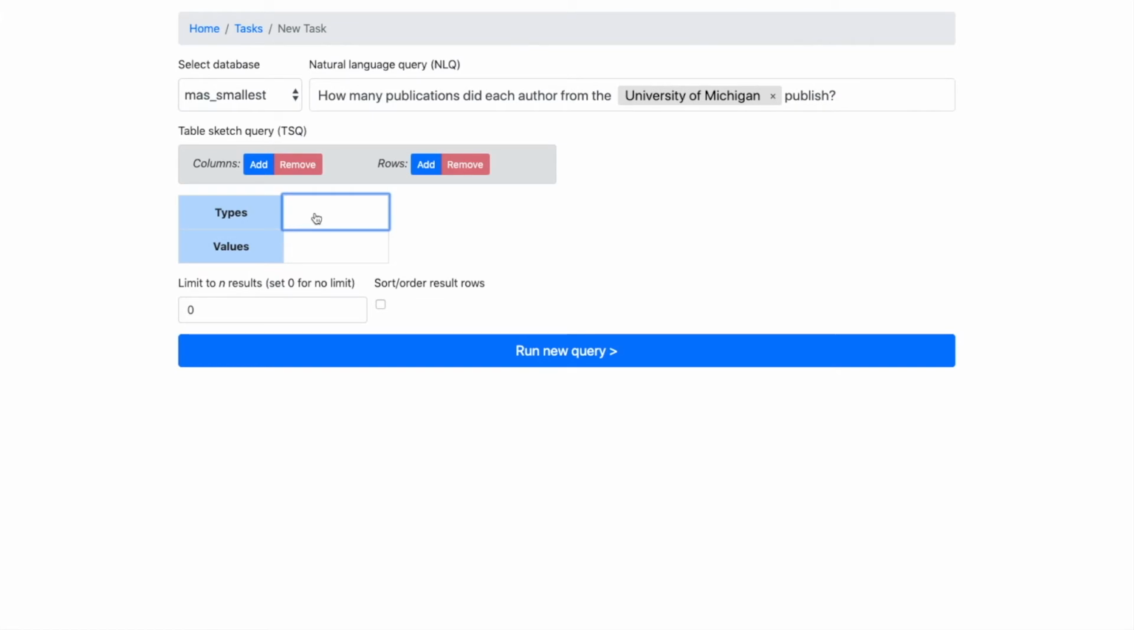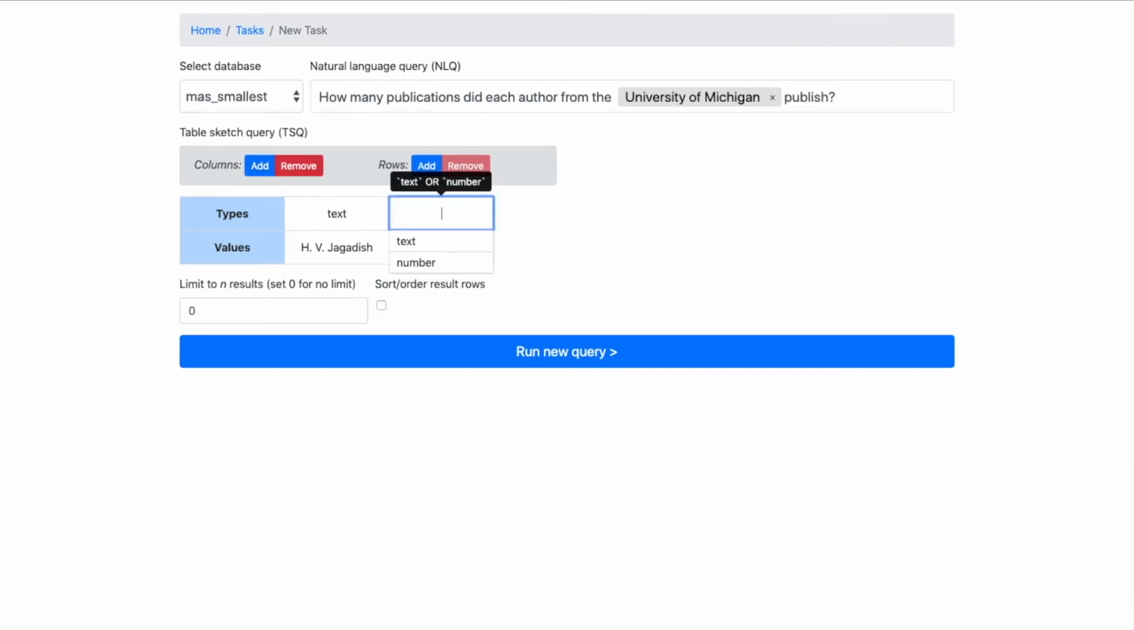In the next section, the user specifies some information about the output of the SQL query that they are looking for. The first column is for author name, so the user puts text for the column type and adds HV Jagadish as an example. The second column is for the number of publications, so the user puts number for the column type. The user cannot remember precisely how many publications Professor Jagadish has, but knows generally that it should be between 50 and 100, so they type this range into the box.